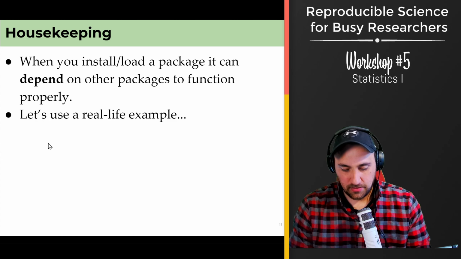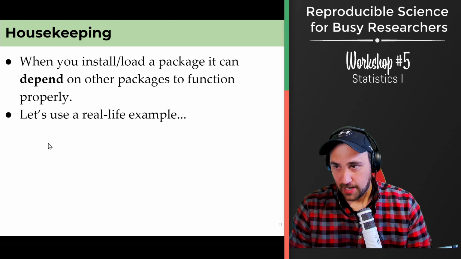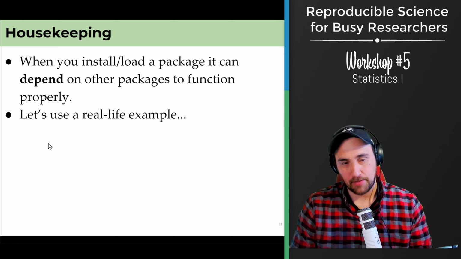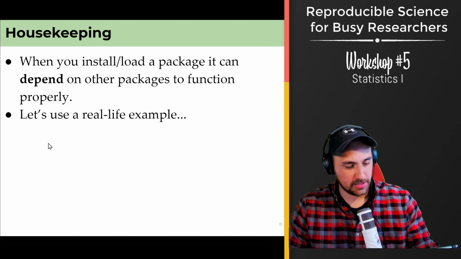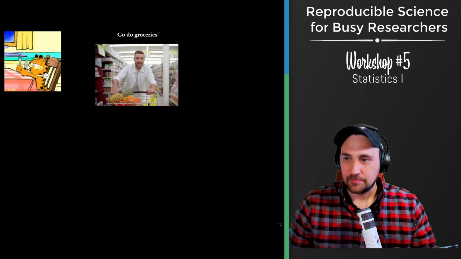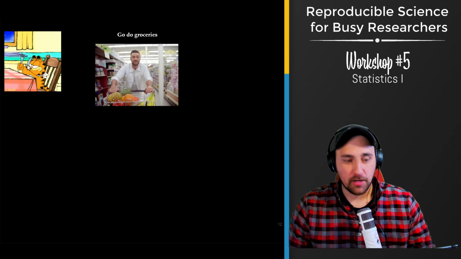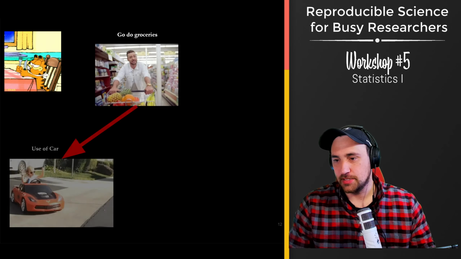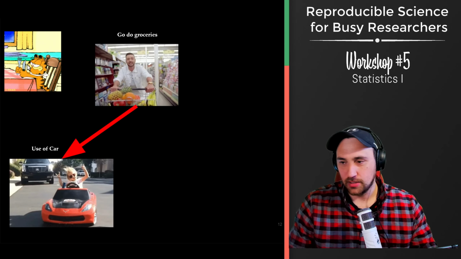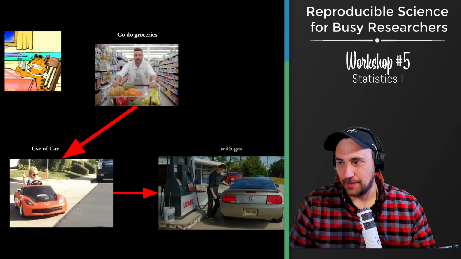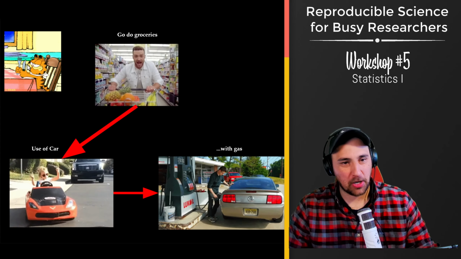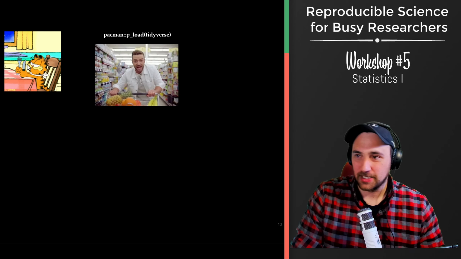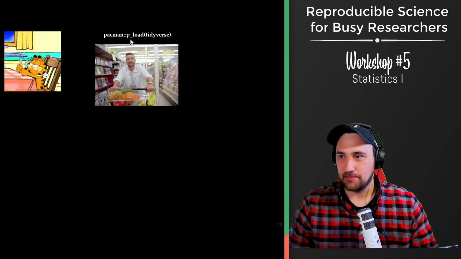And this all revolves around when you install or load a package. Sometimes that package can depend on other packages to function. So I think the best way to do this is to show a real life example. Let's say you're Garfield and you're really hungry and you want to go do groceries. Well, your ability to go get groceries depends on the use of a car, and the use of a car depends on having gas in it. If you don't have the car, then you can't go do groceries. End of story.